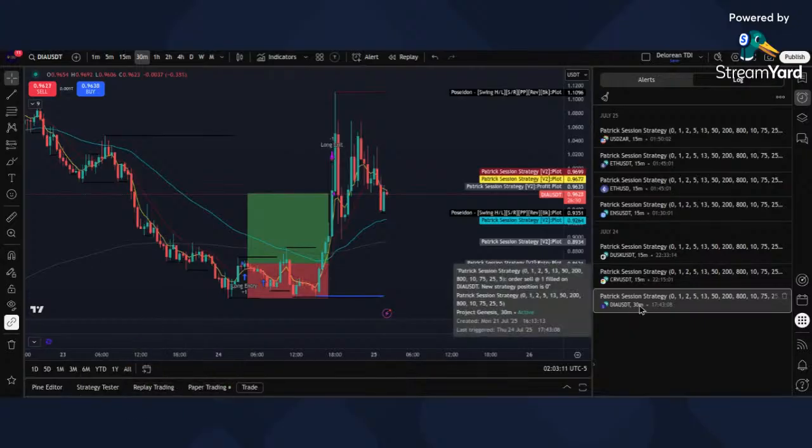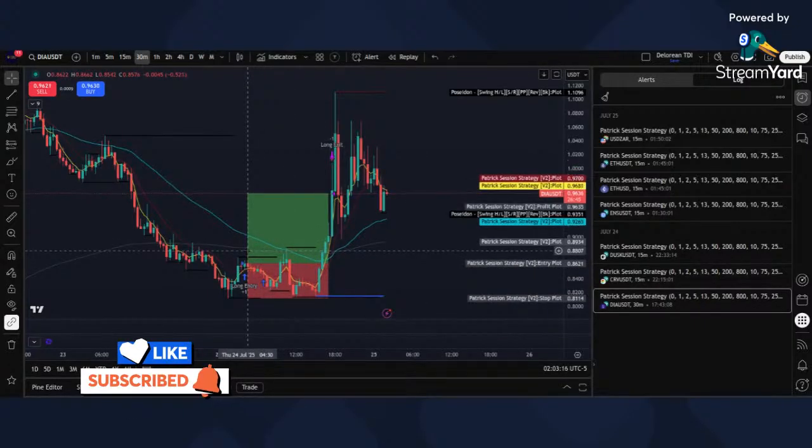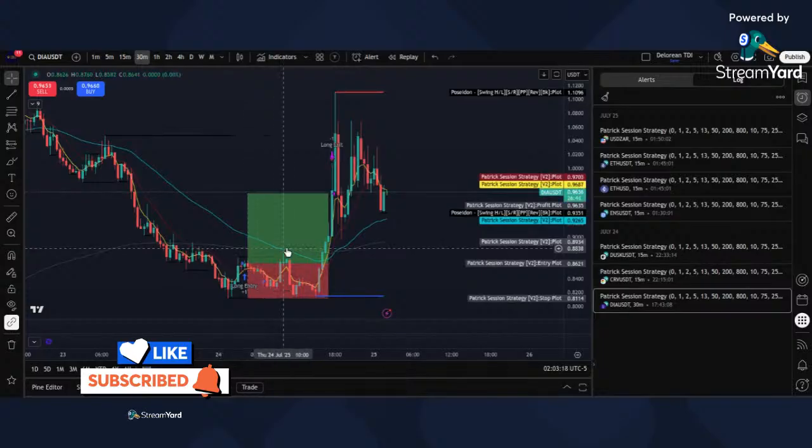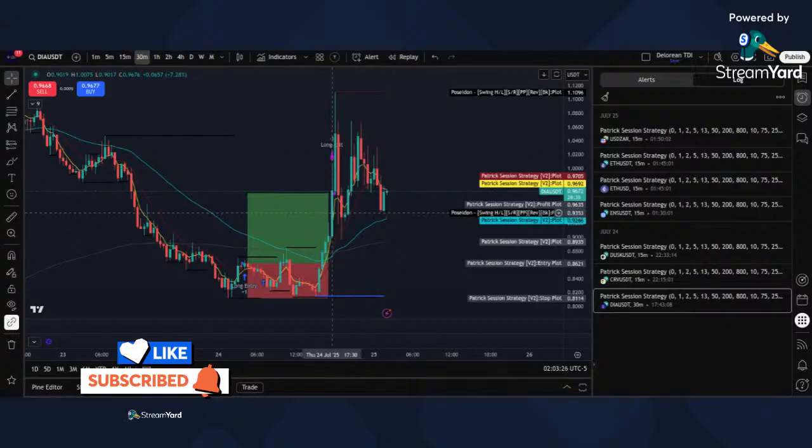We have DIA versus Tether. This was called out at 4:30 in the morning yesterday and hit take profit around 5:30 p.m. yesterday. Congratulations for those of you that took that trade along with me.